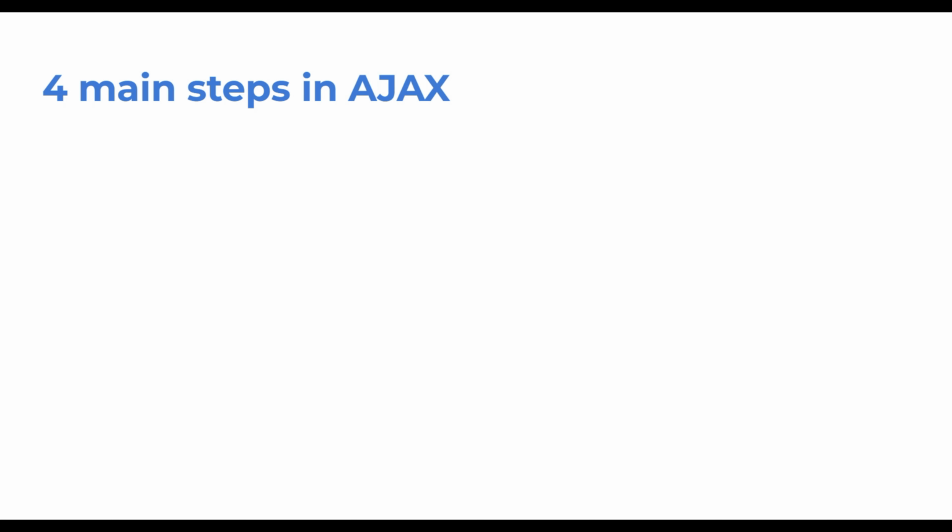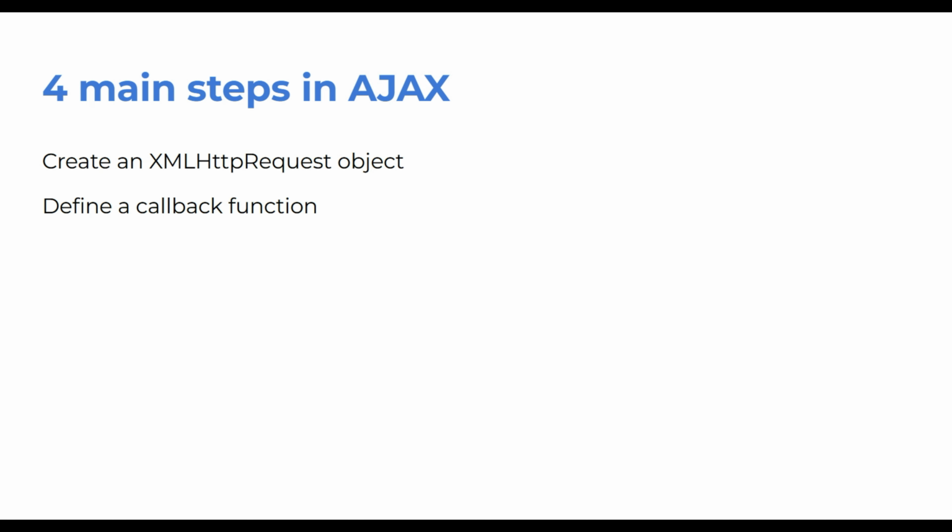In the process of making an AJAX request, there are 4 main steps. Number 1 is create an XML HTTP request object. This tells the browser to prepare to send and receive data. Number 2, define a callback function. This function processes the server's response and updates the page accordingly. For example, in a Google map, the callback updates the map with new tiles.